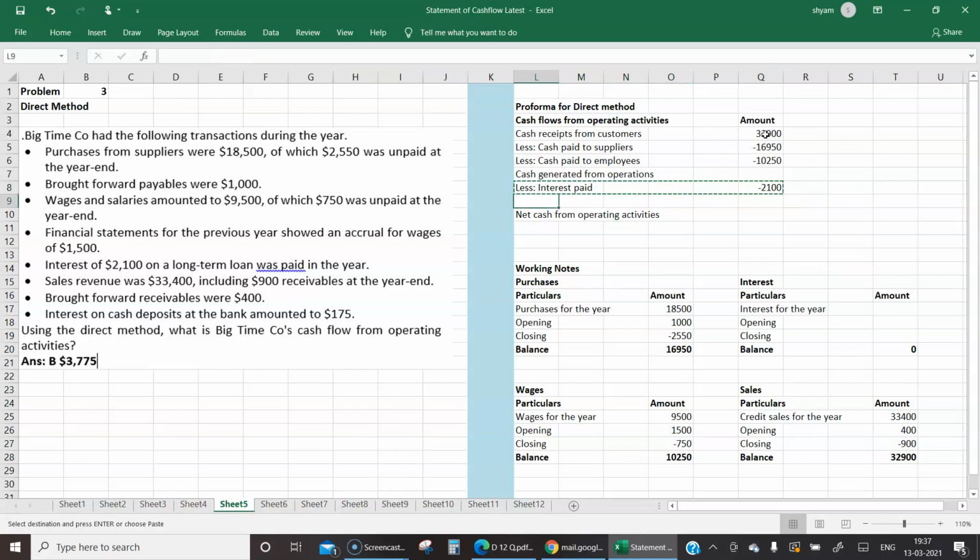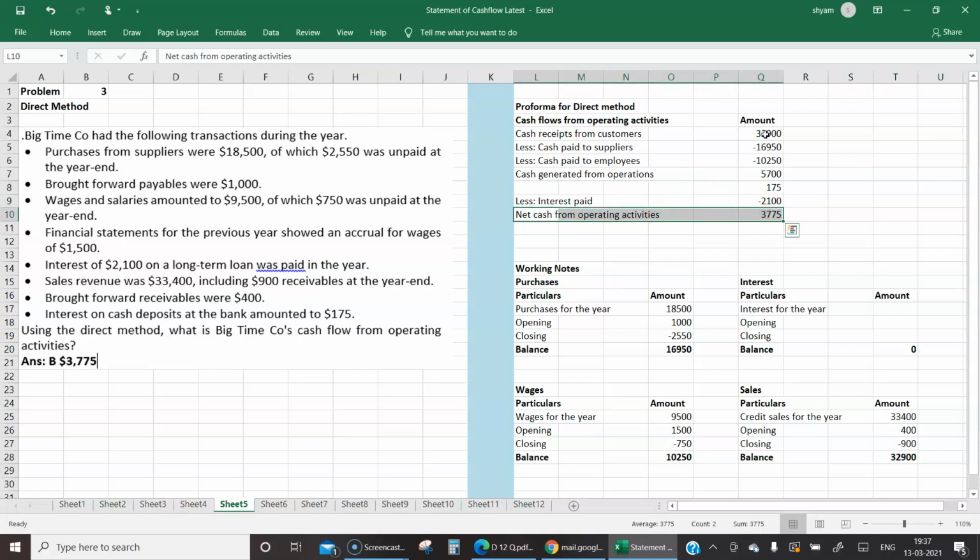We have interest received here, which is 175. Thereby we get the answer. So interest received we have mentioned. So that's about the answer. Hope you got the same answer.